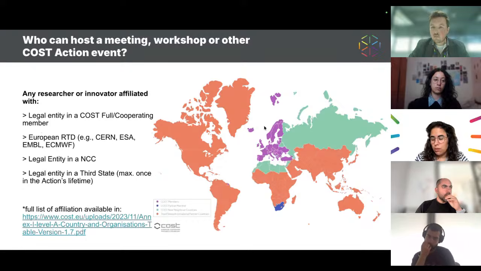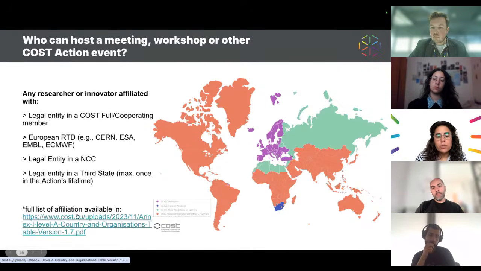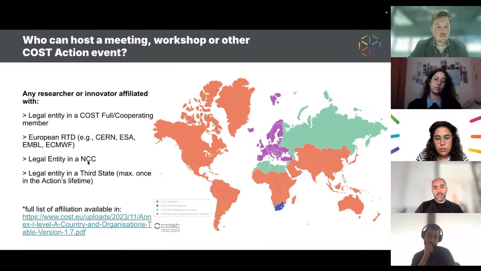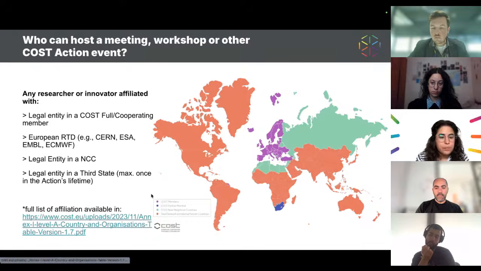any of these countries. A European RTD, such as CERN or ESA, are some of these examples, but the full list of affiliations is available in this PDF file. Any legal entity in a near neighbor country, which is here, or any legal entity in a third state, here or here, is also possible.